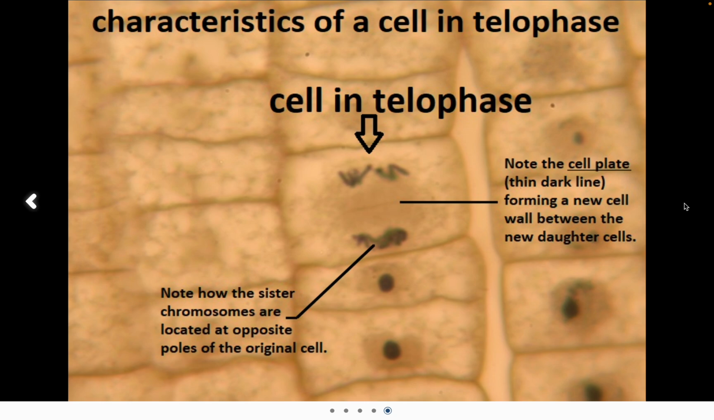Okay? After anaphase comes telophase. And in telophase, we start to actually get that division happening. You can see that the sister chromosomes are completely at opposite sides. You can see right here in the middle, there's a very faint line, but that faint line is where the cell is starting to create the new cell wall in between these two, what will soon be new nuclei.